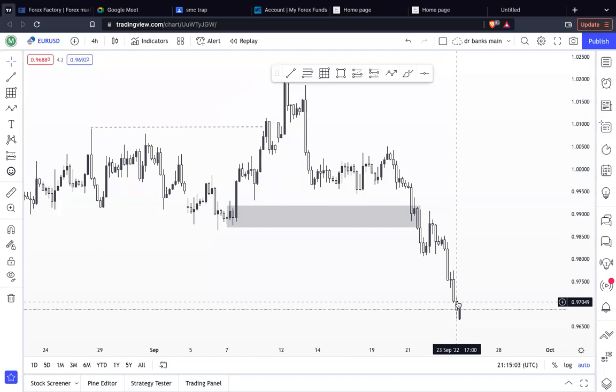I want to see the confirmation that was present when price tapped the flip zone. If price failed to tap the flip zone, I want to see why price failed to tap the flip zone and what price tapped that was not a flip zone. It's as simple as that.